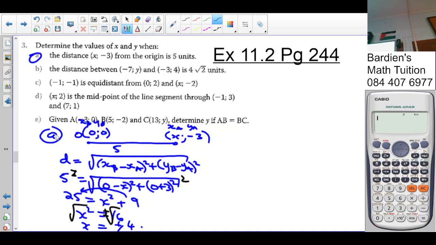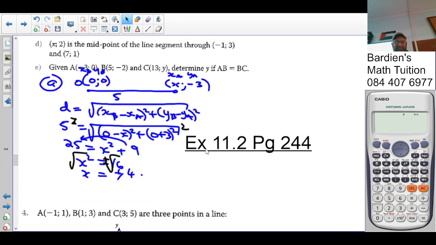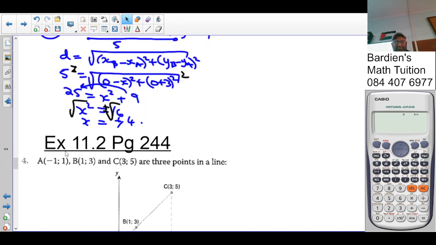Any issues with C? E? Any issues there? No? So our work is going to be B and D. B and D is for homework tomorrow. Number 4.